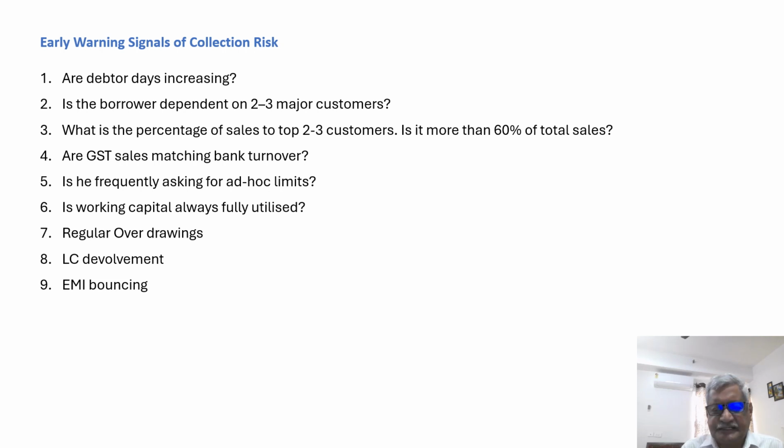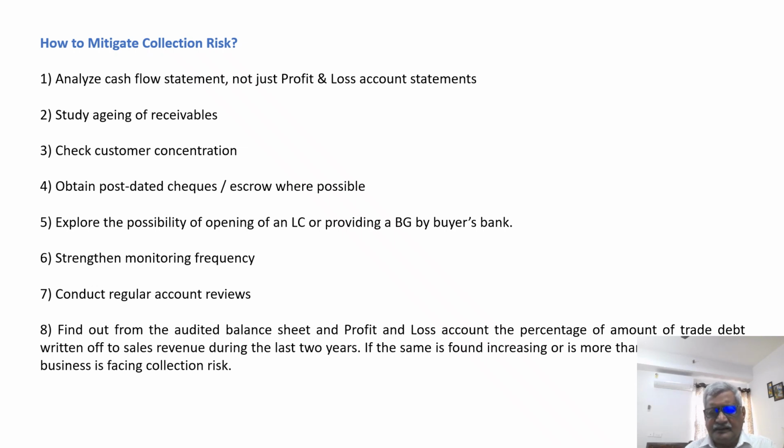Early warning signals of collection risk. Debtor days increasing. Is the borrower dependent on 2-3 major customers? What is the percentage of sales to top 2 to 3 customers? Is it more than 60% of total sales? Are GST sales matching bank turnover? Is he frequently asking for ad hoc limits? Is working capital always fully utilized? Regular overdrawings, LC devolvement, EMI bouncing. These are some of the early warning signals.